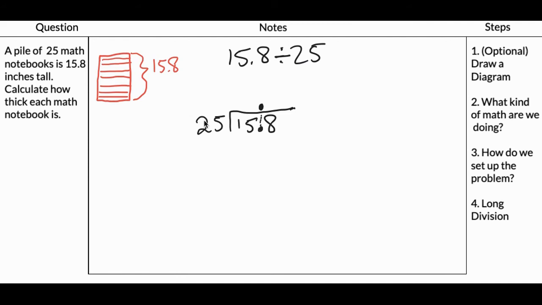It's really important when we start our long division to start at the very beginning, because we don't want to mess up our place value, because we need to know that 25 doesn't go into 1. 25 does not go into 15, but 25 does go into 158. So as we go through, we need to keep adding these zeros so that we don't mess up our place value.